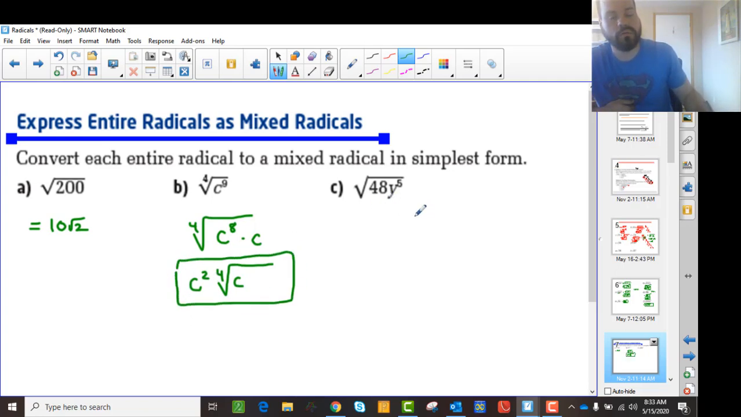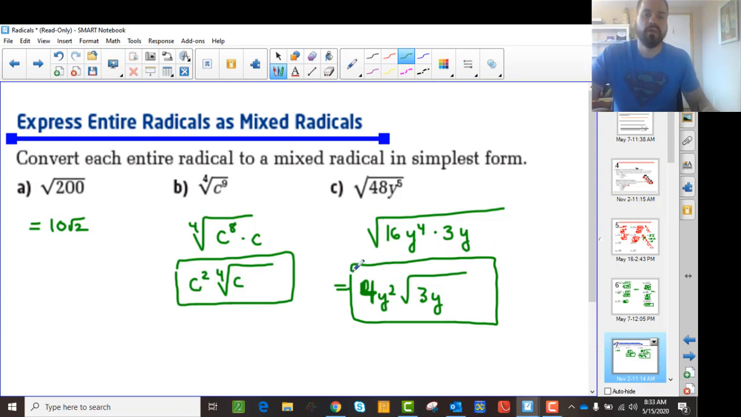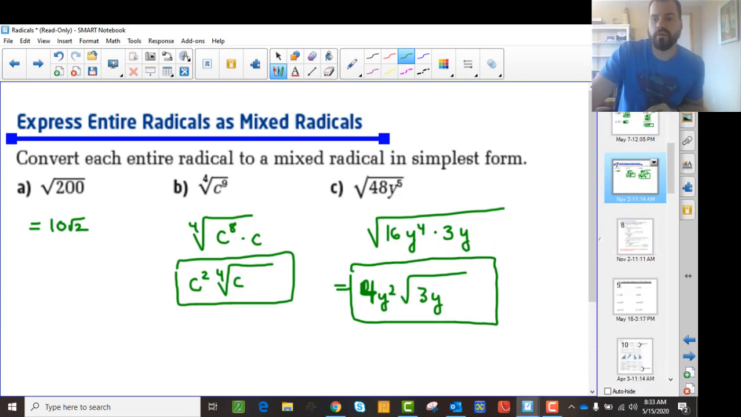And then for 48, that is 16 times 3. And then y to the 5, we're looking for multiples of 2. So we're going to use 4, and then we'll have a y left over. So the square root of 16 is 2. Sorry, the square root of 16 is not 2. The square root of 16 is 4. And the square root of y to the fourth is y squared. And then we have left 3y. Okay, so it's 4y squared, square root of 3y.